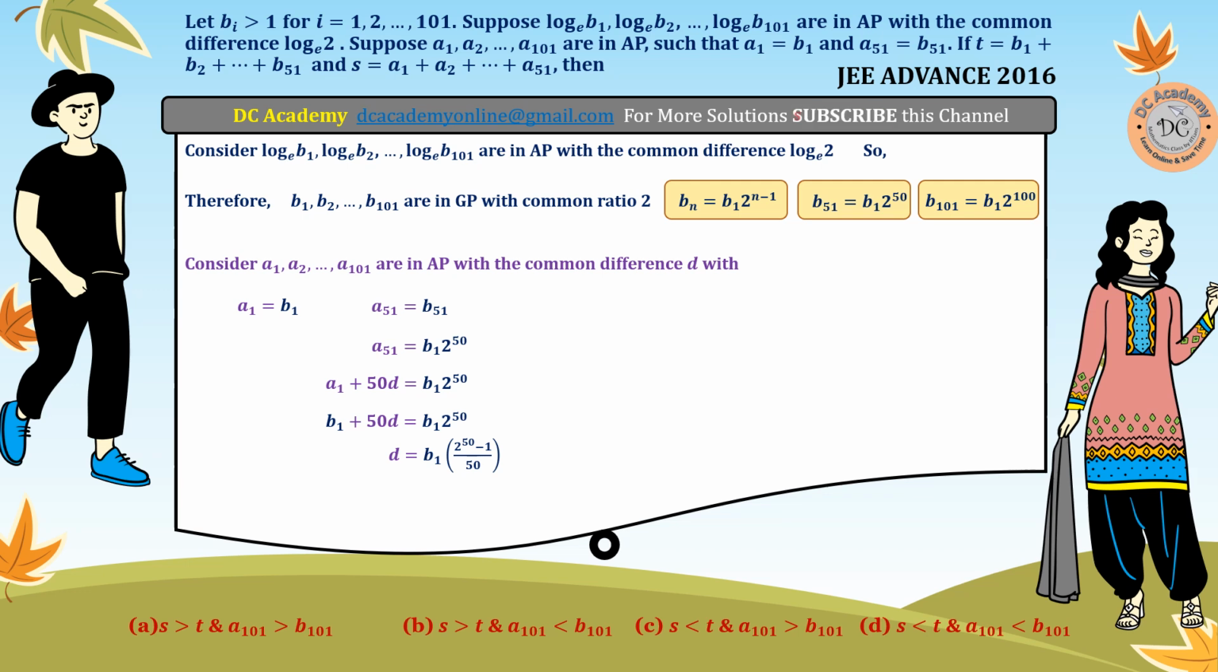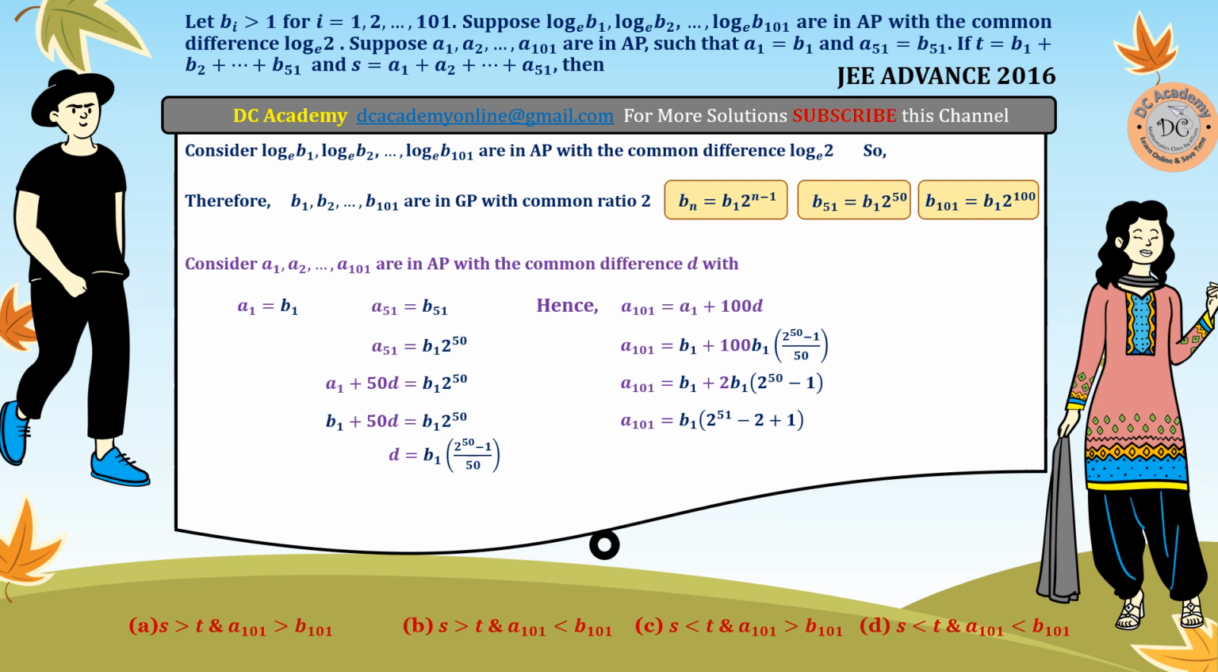Now we also need to find A101, because that's the only thing left except the S and T values. A101 is equal to A1 plus 100D. Just substitute the value of the common difference in place of D. By simple calculation, we can obtain A101 in the form of B1, and B1 we just keep as it is. So A101 is equal to B1 times 2 to the power 51 minus 1. Now A101 and B101 are already obtained. Now our job is to find S and T separately. Let's go ahead.